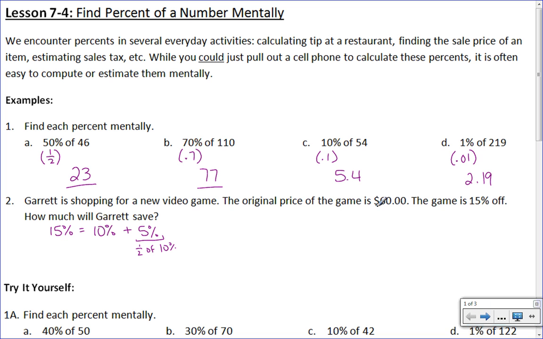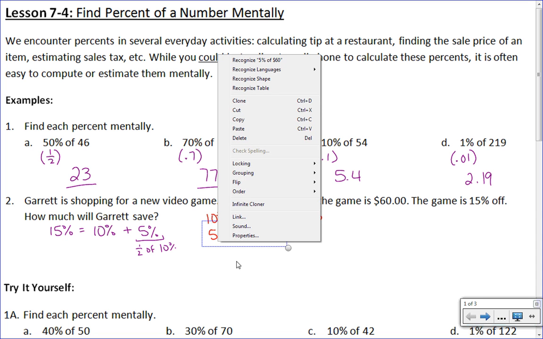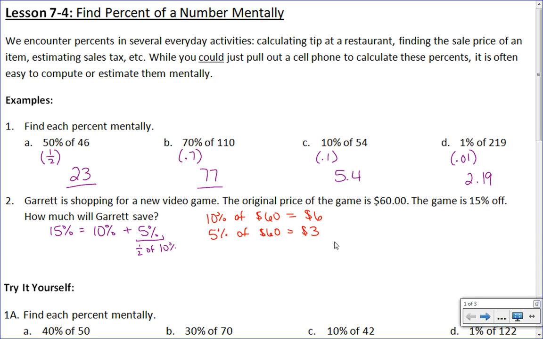Okay, so let's see what we get. We have 10% of the $60. And again, we're thinking of this 10% as a decimal, as 0.1. So 0.1 times 60 is $6. And then 5%, again, we can remember that this is half of 10%, so it will be half of this amount, and that makes it a little bit easier to deal with. You could very well change this to 0.05 and multiply that times 60 to get 3 as well.